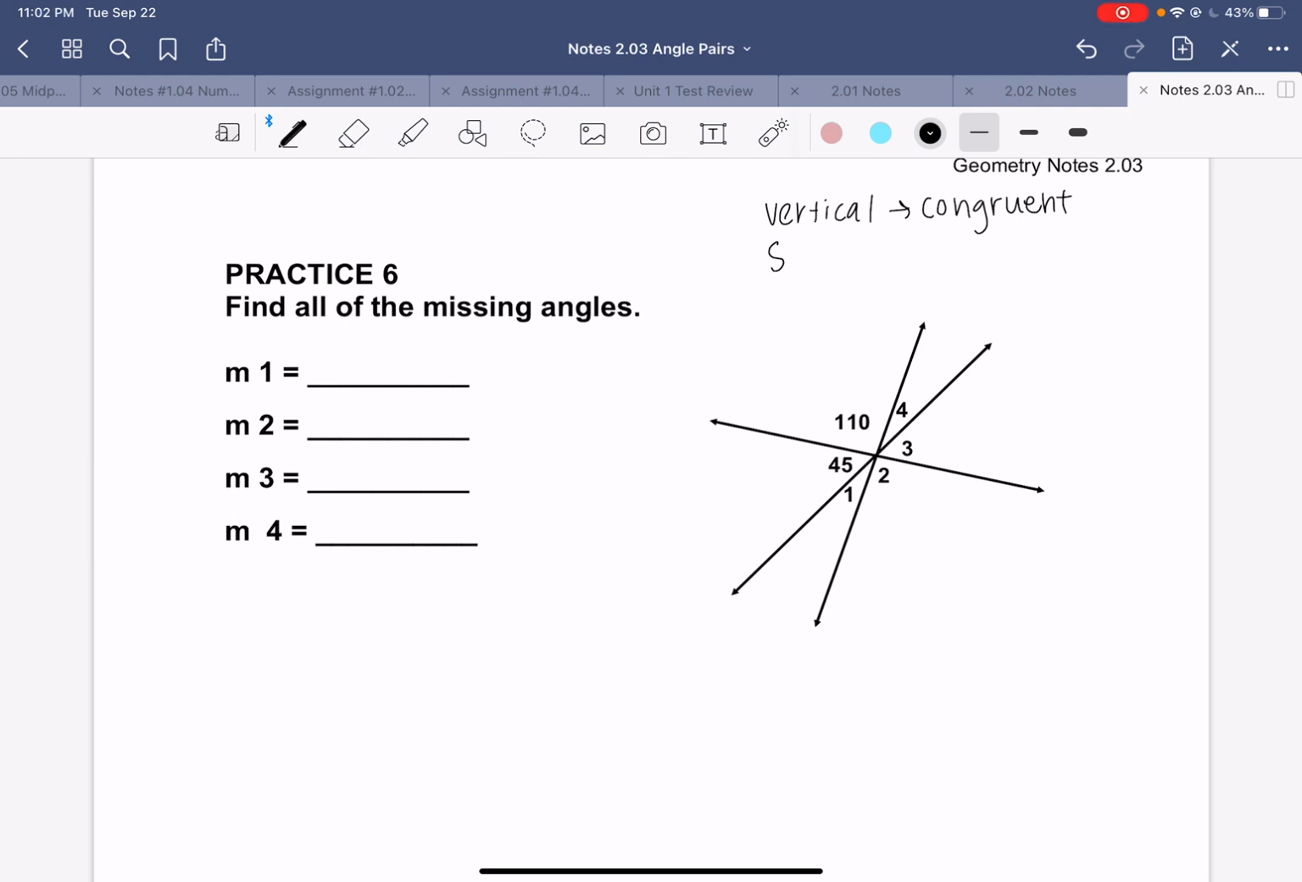And then I have to look for supplementary, or not supplementary, but linear angles. Okay, so which angles make a line? All right, so let's tackle vertical angles because they're congruent, so why wouldn't we? We're given this angle right here, which is 110. So we are looking for an angle that only shares a vertex with it and is right across from it. So what angle is right across from, a mirror image of, the angle with 110?